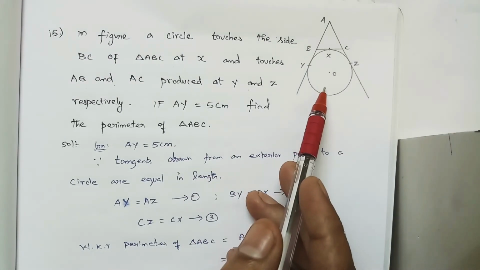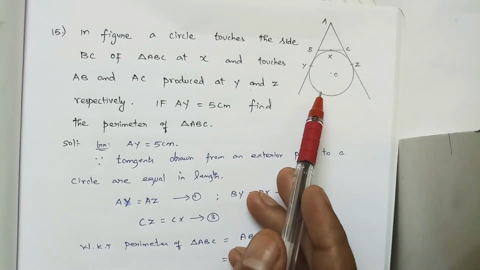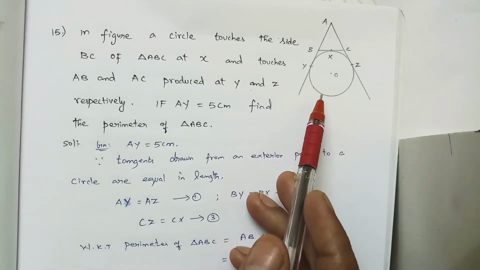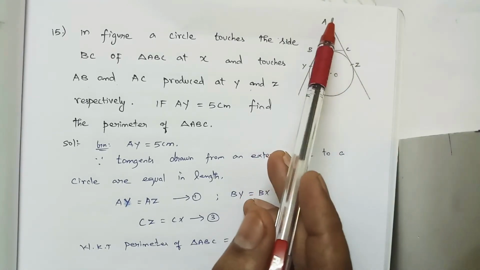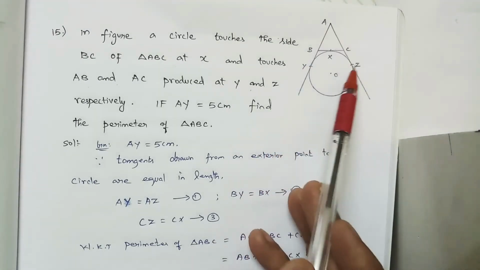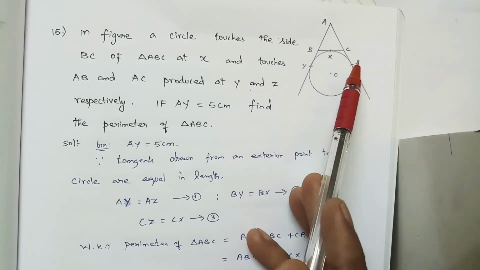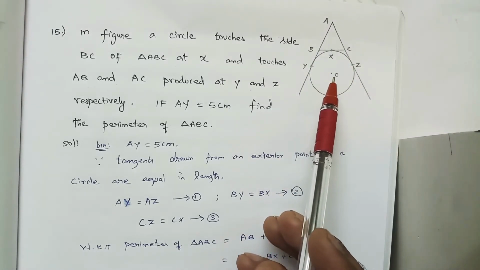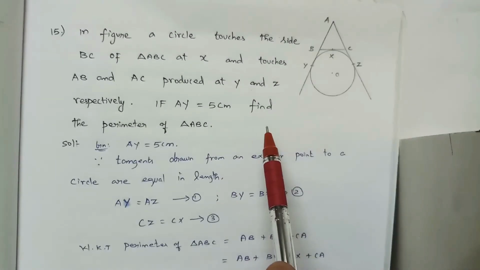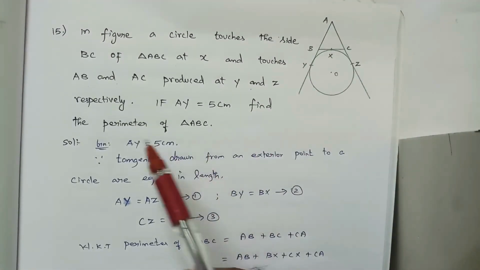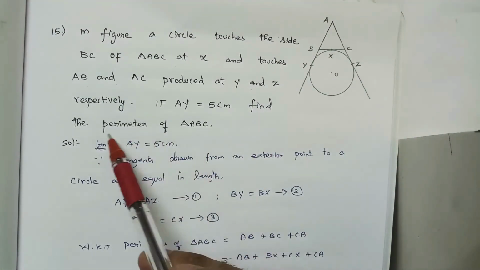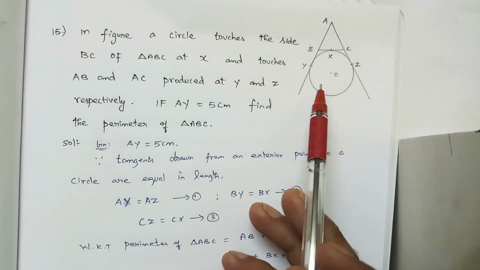While we are seeing the diagram itself, we can come to the conclusion which property will be applicable. What is it? The tangent. The length of the tangent, AY or AZ, is equal to half of the perimeter of triangle ABC. So from that we can directly find the perimeter of triangle ABC, by using the property.